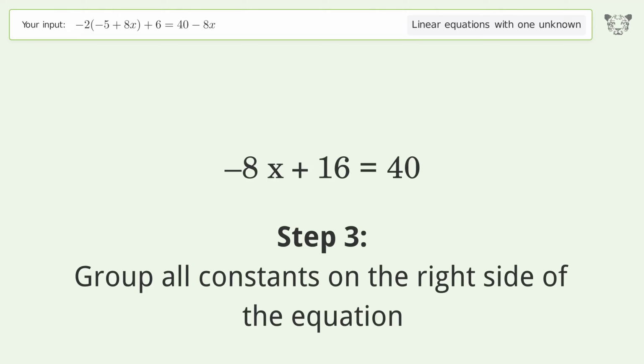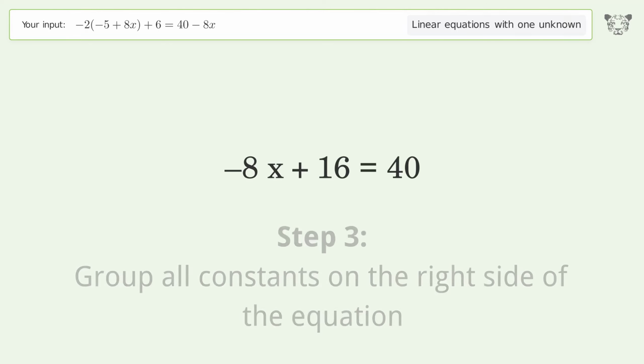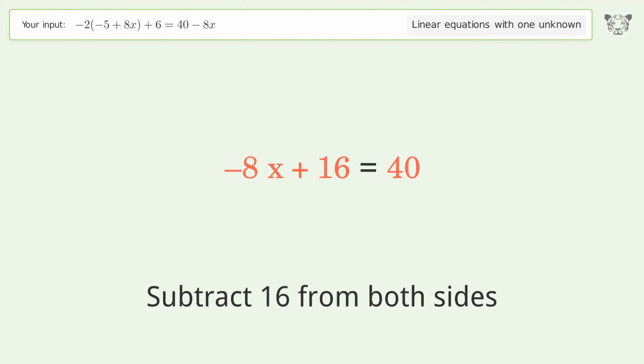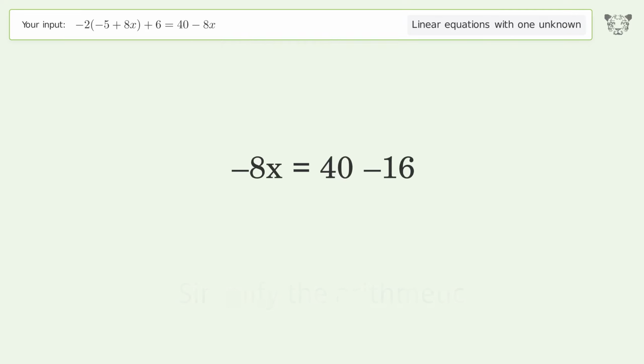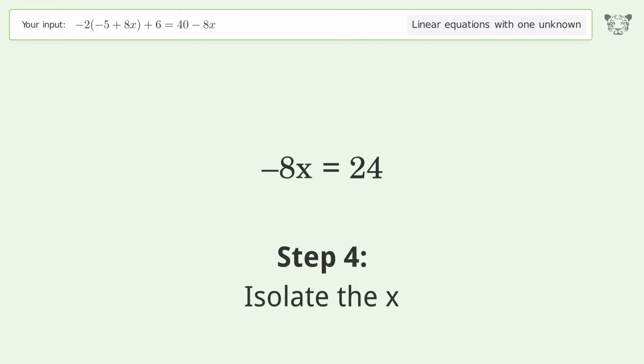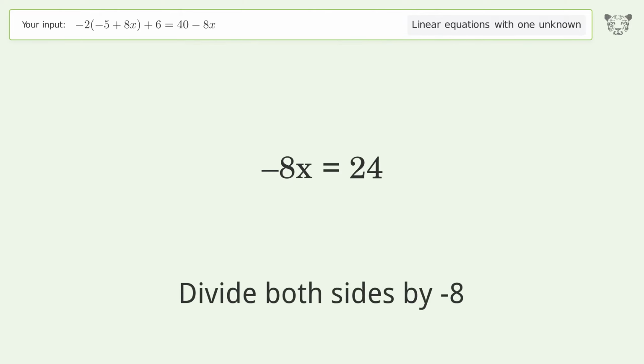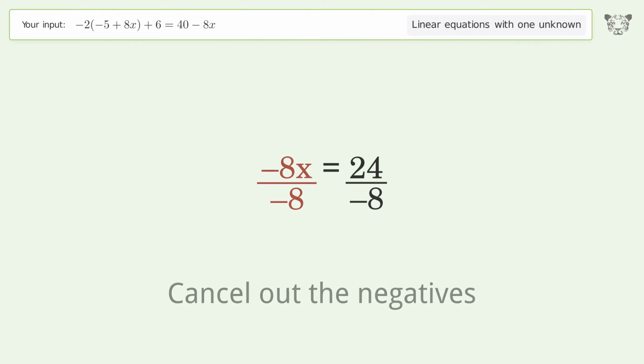Group all constants on the right side of the equation. Subtract 16 from both sides. Simplify the arithmetic. Isolate the x. Divide both sides by negative 8. Cancel out the negatives.